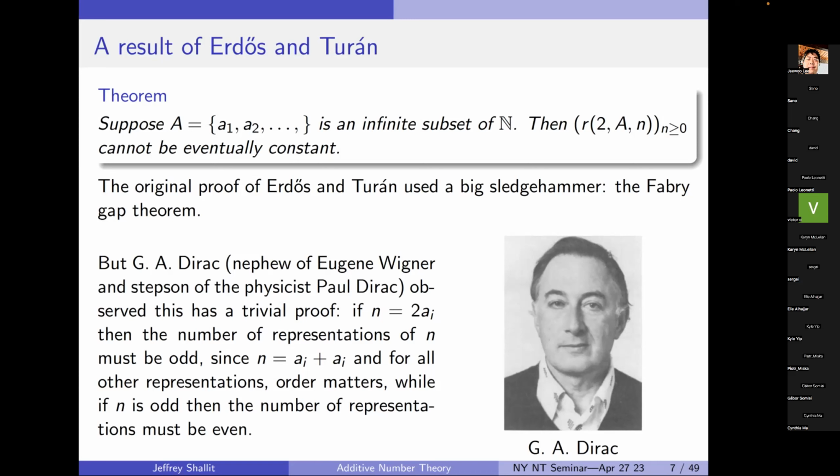But just a couple of years later, Dirac, this is not the physicist Dirac, but a different Dirac, the stepson of Paul Dirac, the physicist, and also the nephew of Eugene Wigner, said, hey, this has a simple proof. It's trivial, because if n is twice an element of A, then the number of representations of n has to be odd, because you can write n as twice an a_i, and for all the other representations, you just flip the order. So it's one plus an even number, so it has to be odd. Whereas if n is odd, the number of representations has to be even. There's no choice, because you can always flip them. So you didn't need the big machinery; you can do this in essentially a couple of lines.